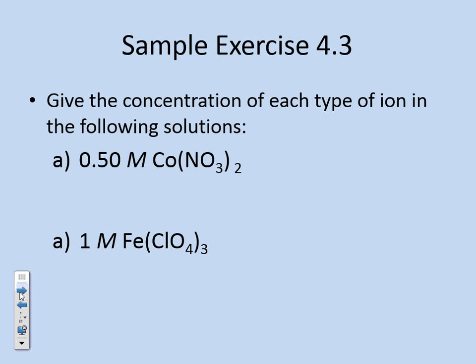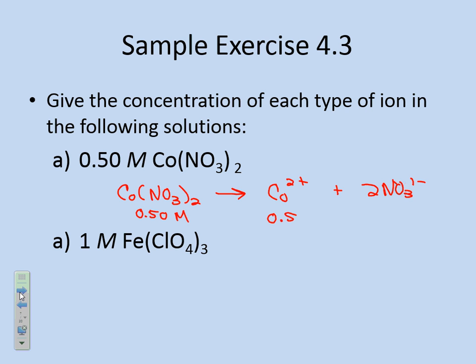Our next example asks for the concentration of each type of ion in the following solutions. So remember, cobalt nitrate will dissociate into its ions, which means it forms 1 ion of cobalt plus 2 ions of nitrate. Now, if I have a 0.5 molar solution, you can use the mole ratio to determine the concentration of the ions. So your cobalt is 0.50 molar, and our concentration of nitrate is just 2 times the 0.5 molar, so we have 1.0 molar concentration of nitrate.